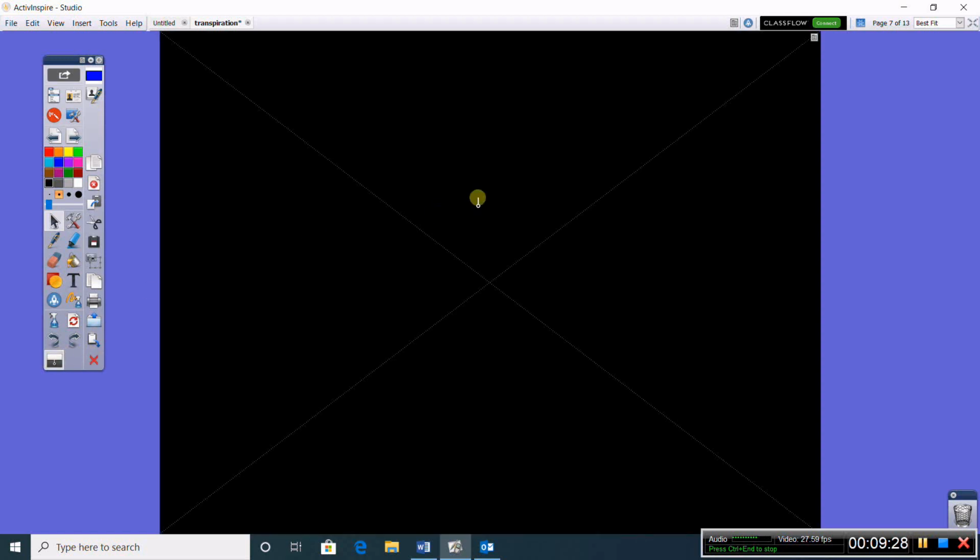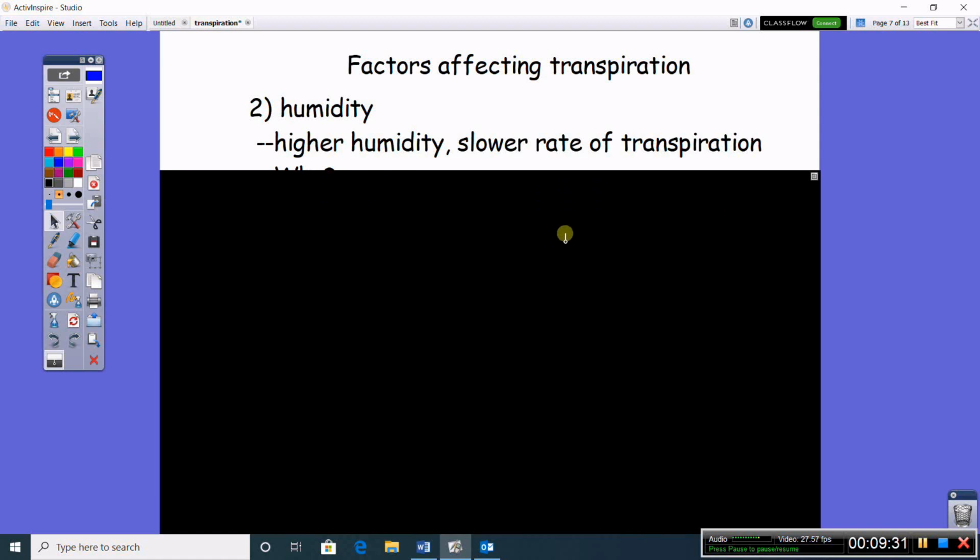All right, humidity. Hopefully this makes sense. The higher the humidity, meaning there's more water vapor in the air outside the plant, the slower the rate of transpiration. Okay, so again, if we have this leaf, and if we have all this moisture out here, let's say this is all water vapor in the air, and I've only got a little bit of water vapor in there, remember, high water concentration is high water potential.